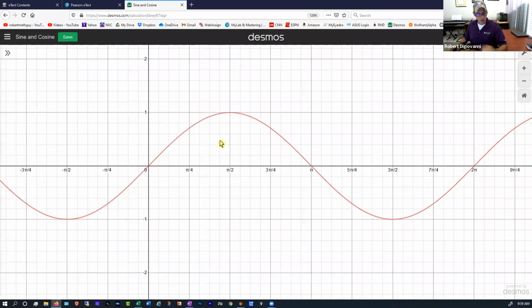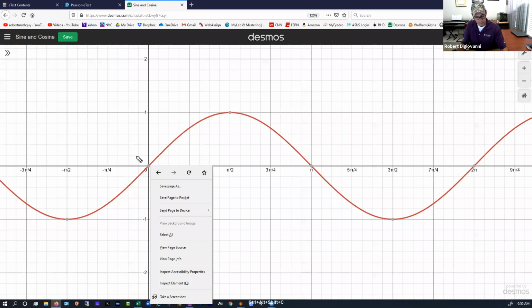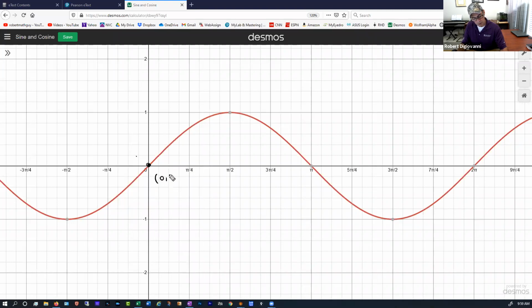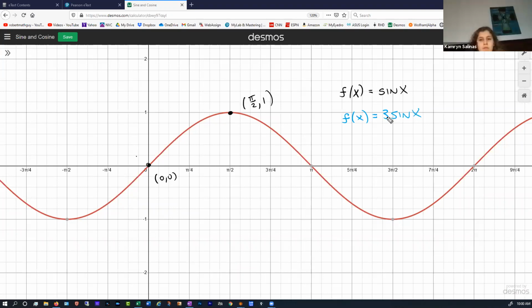Here's the graph of sine, right? Let's just start at this first point. Now remember, this is sine we're looking at. That's the point 0, 0. And then let's go to this point. This is the point pi over 2, 1. Now this is the function f of x equals sine x. I'm asking us to look at the function 3 sine x instead. If I plug in 0 into this, sine of 0 is still 0. But then I multiply that times 3, and 3 times 0 would still be 0, right? So that point is still there. 0, 0 is still here.